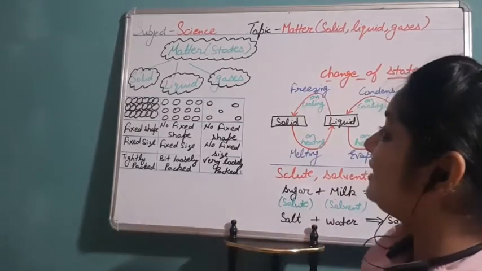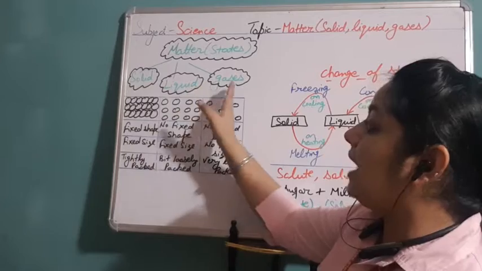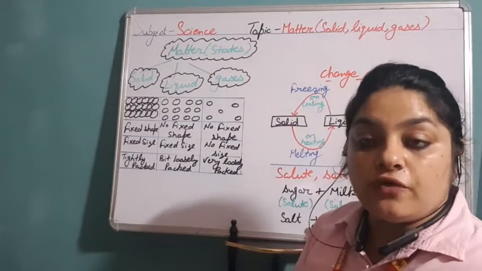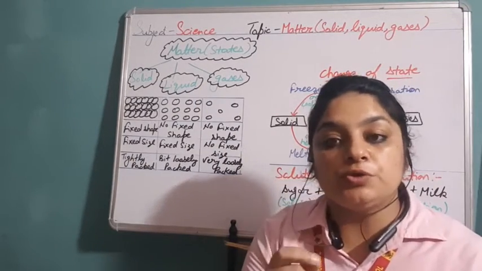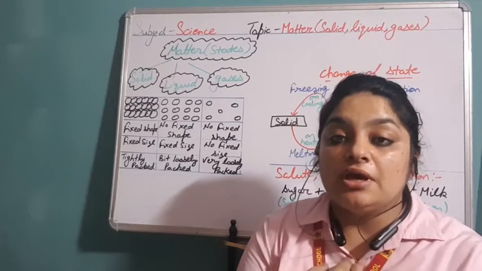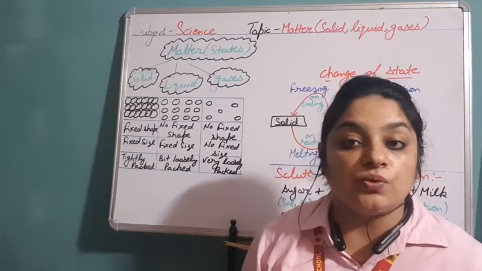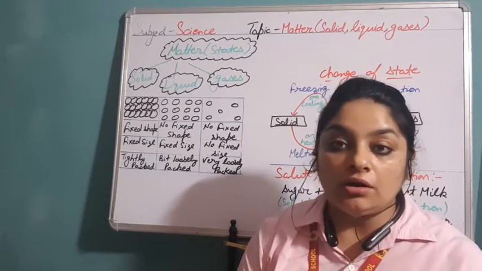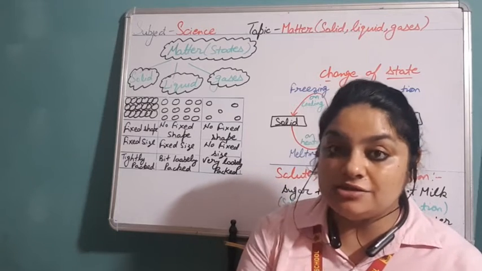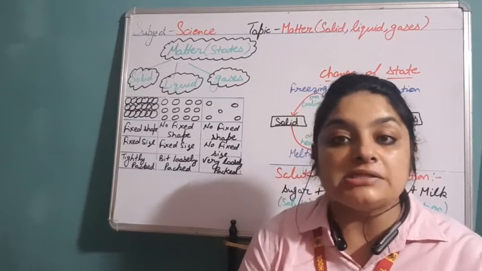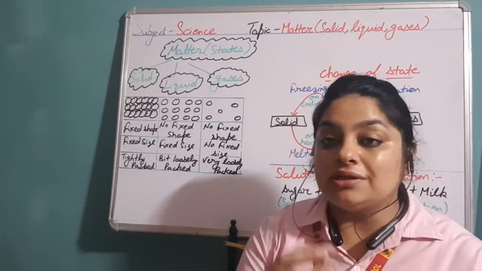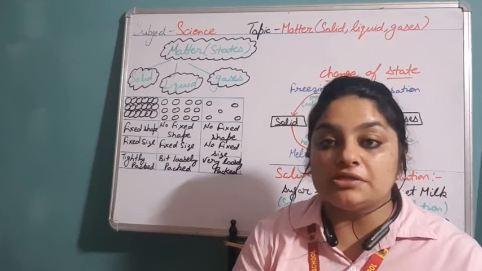Now there are three states of matter: solid, liquid and gases. First of all, the basic unit with which everything is made up of is known as atoms. Atoms combine together and then they form the particles which are known as molecules. So these are the basic particles with which everything is made up.